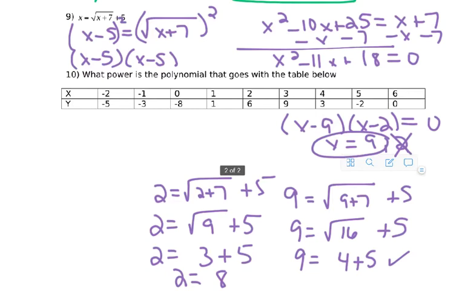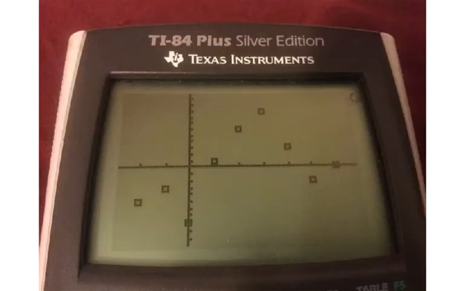The last problem, what power is the polynomial that goes with the table below? Remember that we're going to go into our stat edit and put this into list 1 and this into list 2. This is the graph that I get after I put the data into list 1 and list 2, and then hit zoom 9. Remember that the stat plot needs to be turned on in order to do this. So if your stat plot is not on, go to second y equals, enter, enter to turn it on.